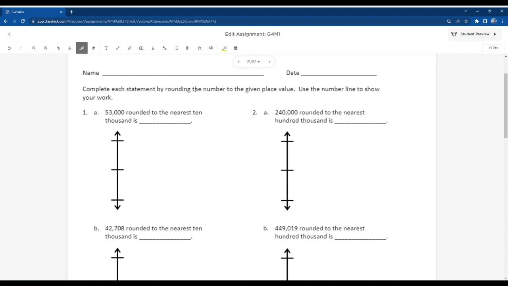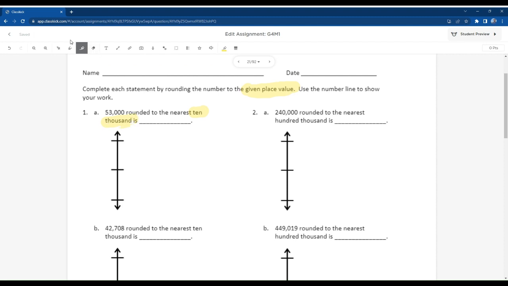So number 1 says complete each statement by rounding the number to the given place value. So it's going to change every time. So we need to make sure that we're paying attention to which place value we need to actually round to. It says use the number line to show your work. And let's take a look at 1A, where it says 53,000 rounded to the nearest 10,000.